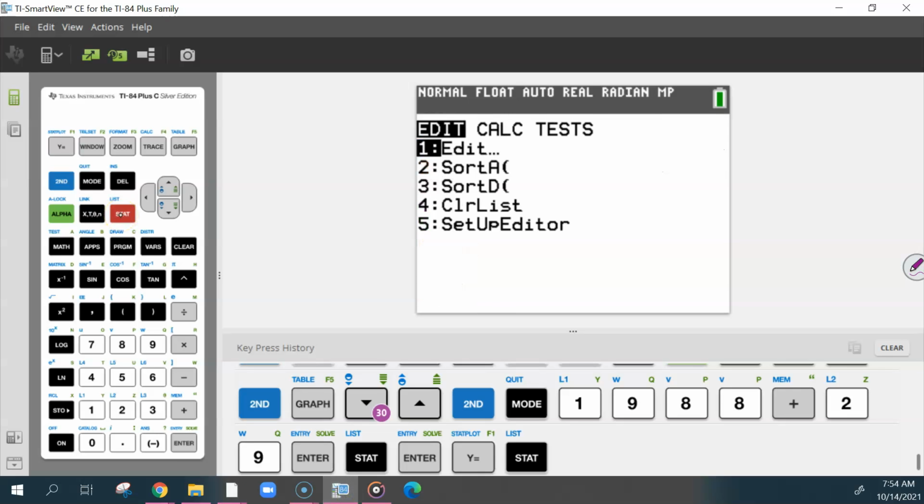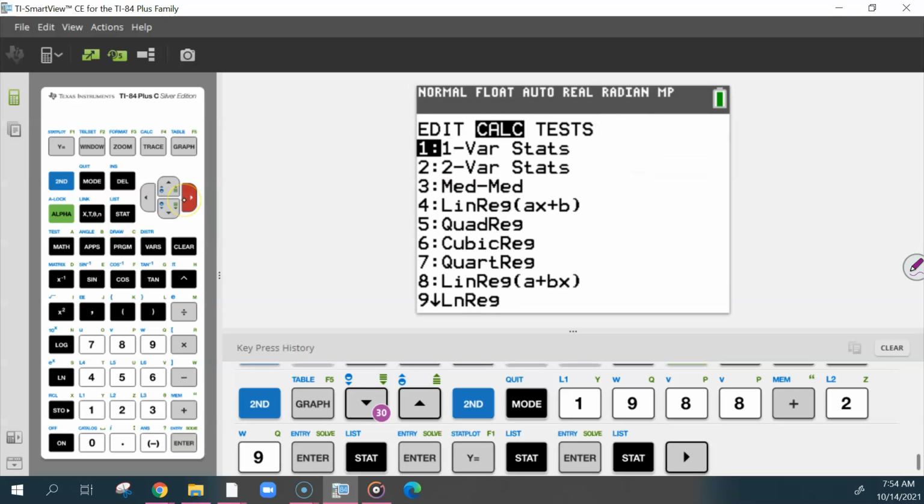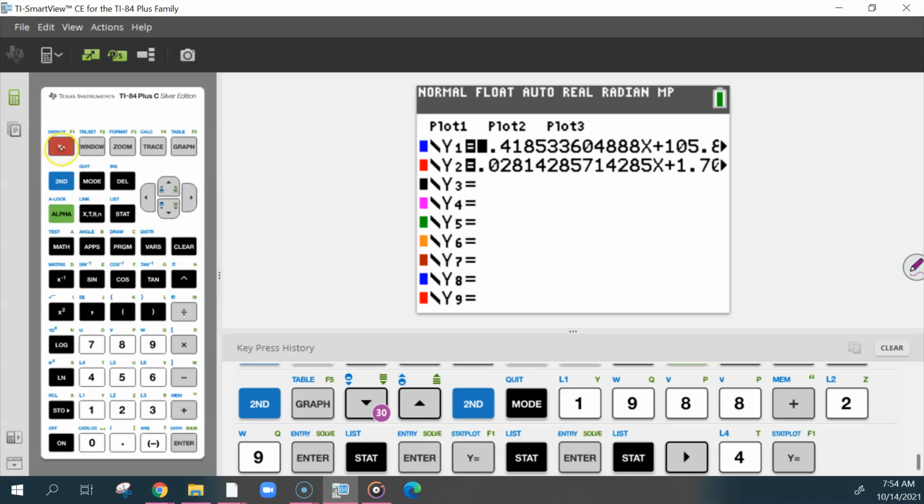So instead of resetting my calculator, I just put this in L3, L4, which is fine to do if you remember that you put it in L3 and L4. So when I go into stat and I go into calculate, then I have to change that to L3 and L4. But if you just cleared out your calculator and put it back in L1, L2, that's fine too. For this one, I would highly recommend that you store it. I had already done that.